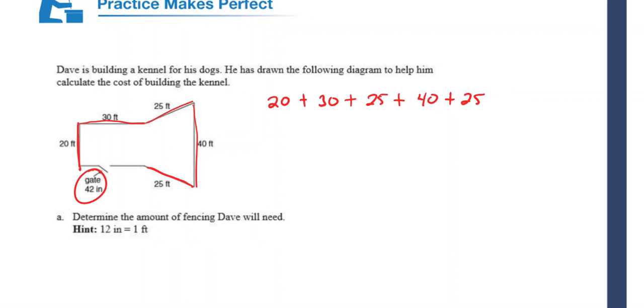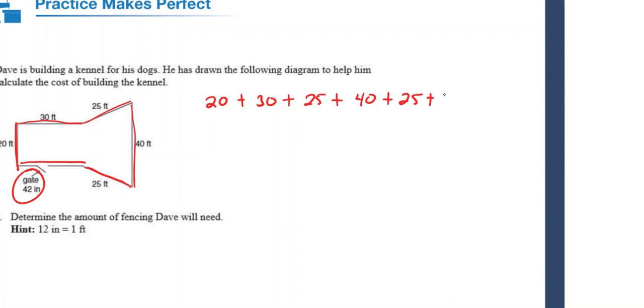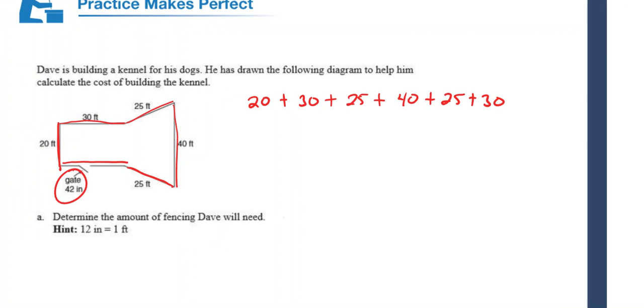And then here's where the problem is, right? How long is this? It's going to be 30, so you would think plus 30, and that would be the right idea here, right? That would be all the way around the outside, but we don't need the gate. That's not fencing that we need. So what would we do? If we don't want the gate, we'd subtract out the gate. But the gate right now is in inches, and I've been measuring these in feet. So we need to figure out how many feet 42 inches is.